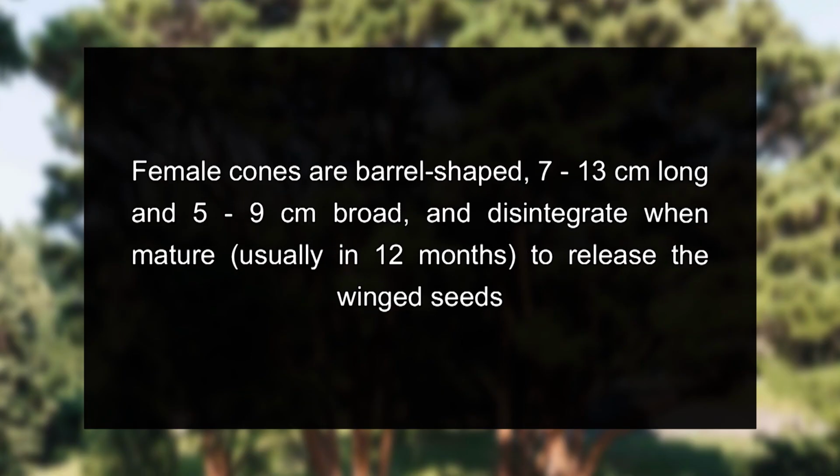The female cones are barrel-shaped, 7 to 13 cm long and 5 to 9 cm broad. They disintegrate when mature, usually in 12 months, to release the winged seeds. Female cones grow at the tips of upper branches of the tree. They are pollinated by wind that blows pollen from catkins to the female cones. Pollinated female cones grow in spring and summer.